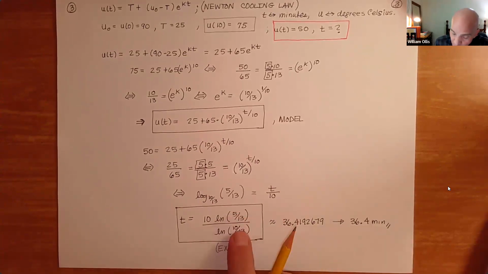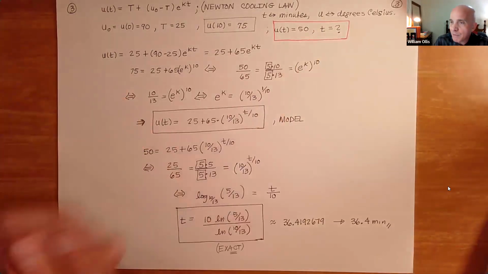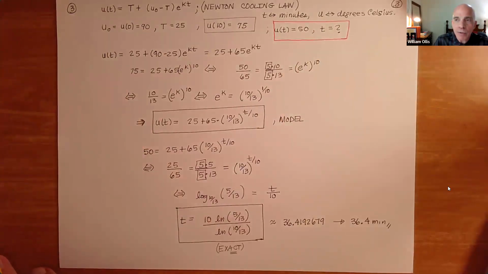And if you use your natural log key, you will get approximately 36.4 minutes. So after 36.4 minutes have transpired, you would expect the temperature of the object to be 50. Again, the backwards problem is always the most useful, because we can make predictions. We can think about what we need to do in our experiments. We can think about what may have transpired in a particular situation.